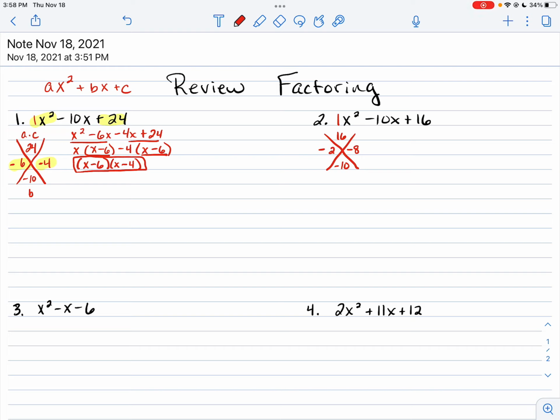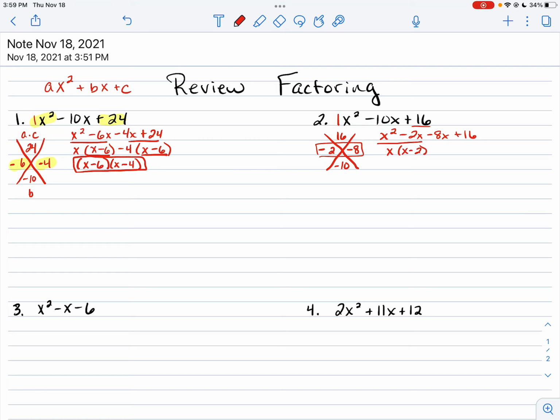So now I'm going to go back to that original problem, and I'm going to start with the x squared. My negative 10x becomes my middle two terms from this diamond here. So I get a minus 2x minus 8x. And then the last part is this last number from my original problem, so the plus 16. So now if I group the first two together, I notice that they both have an x in common. So I'll take out an x, and I would be left with x minus 2.